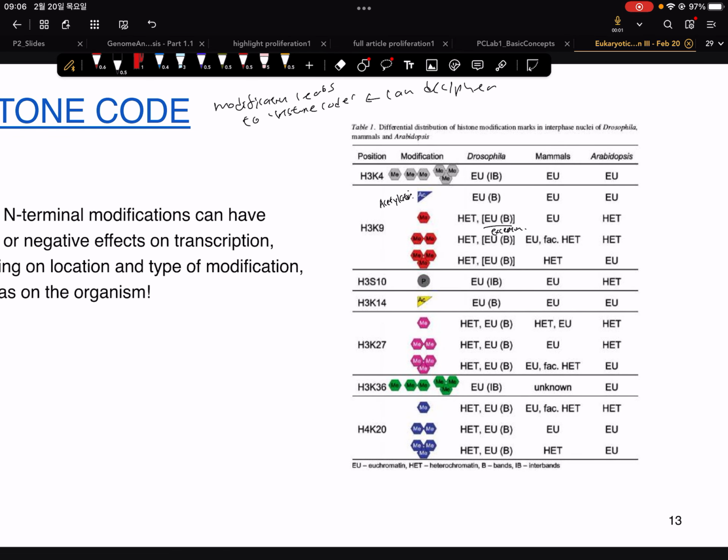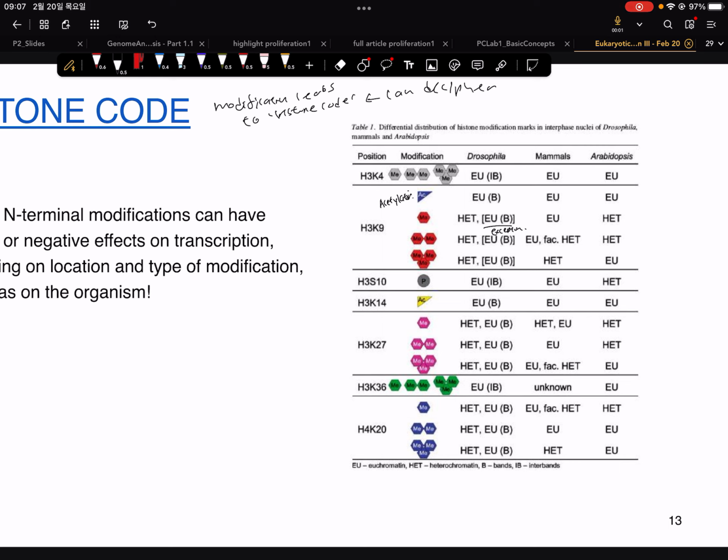This one as well, variable between the species. Phosphorylation: typically found in a lot of phosphorylation at serine 10. In Drosophila euchromatin, mammals euchromatin, plants heterochromatin. So you see all those differences make it very hard to study and to predict, based on just the histone marks in the histone code, what will happen to those genes.